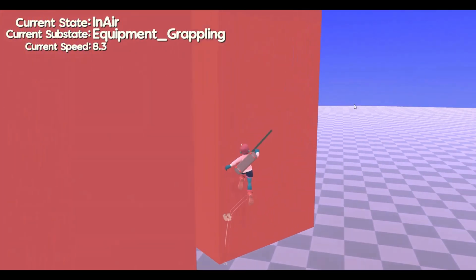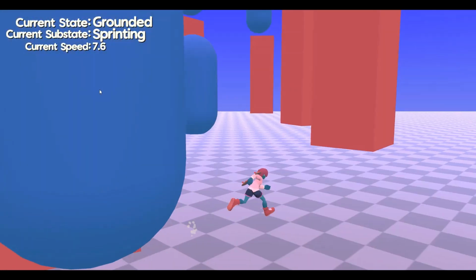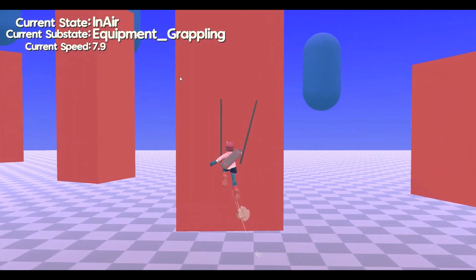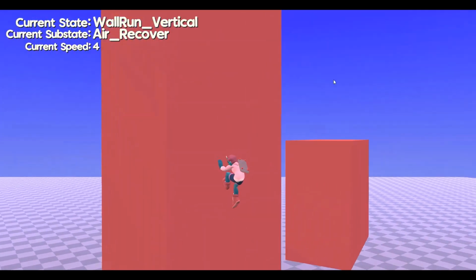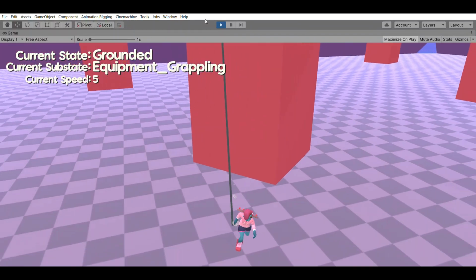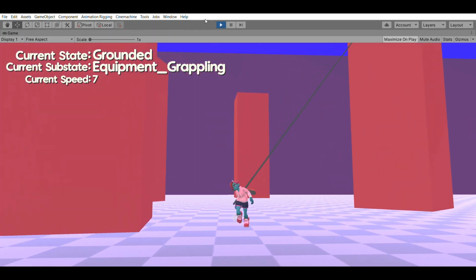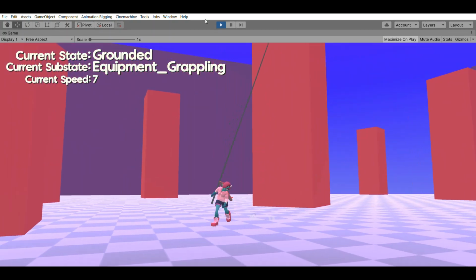This rope system will work on a substate system, which means it will work on top of our grounded, in-air, water system states, wall running states, and other state systems, based on how we interact with the game space when we are using our grappling hook. Does any of that make sense? I hope not, because I haven't explained it yet.